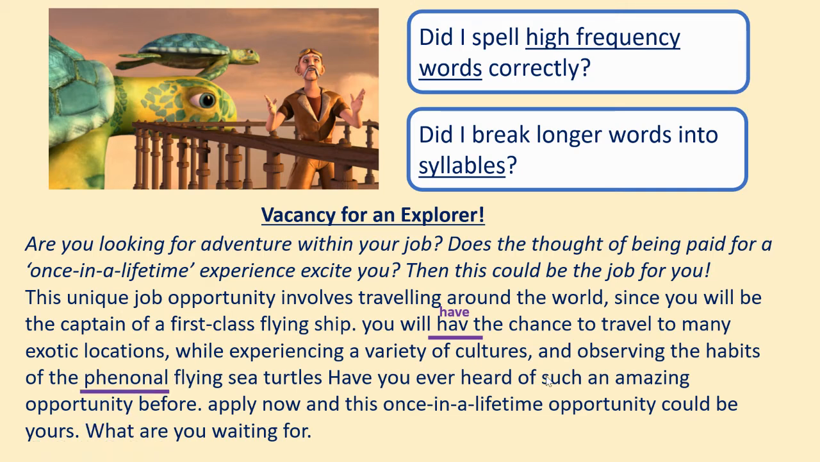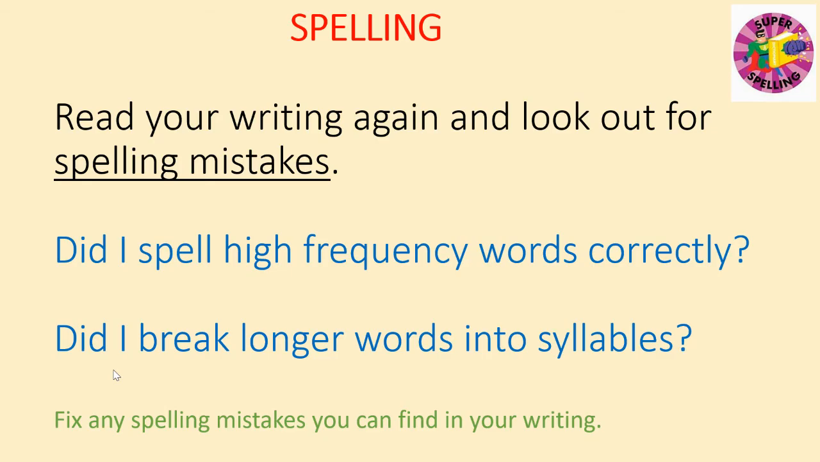So let's say that slowly. Phenomenal. Phenomenal. There's an M in there definitely, and there we go. Phenomenal. There we go. I said it slowly, and I noticed that I'd missed the meh in the middle there. And I think that is all the spellings correct.